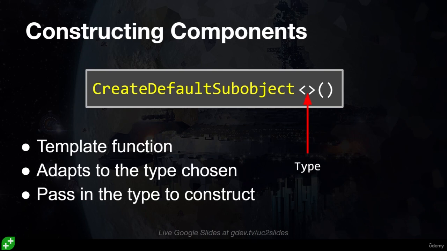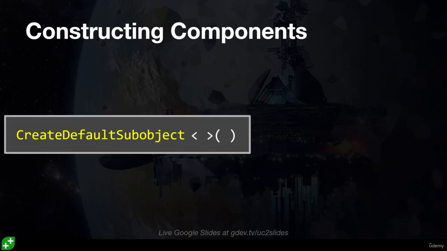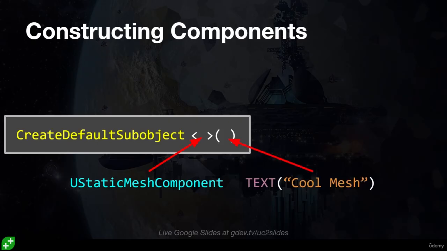Now, CreateDefaultSubobject also takes an argument in its parentheses. This is going to be a name that we assign to the subobject. This is different than the variable name, and it's passed in as a string literal. So here's an example. Let's say we wish to create a UStaticMeshComponent. So we call CreateDefaultSubobject, and in the angle brackets, we pass in the type UStaticMeshComponent. And in the parentheses, we give it a name. Now, you've already seen that for string literals, you should use the TEXT macro, so we're passing our string literal in using the TEXT macro here.